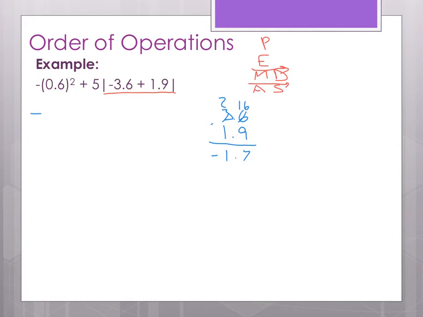So when I rewrite this, I get negative 0.6 squared plus 5 times the absolute value of the negative 1.7. I'm going to finish off that absolute value next. Remember, the absolute value is the distance this 1.7 is from 0. So that's going to be a positive 1.7. And that was times the 5. Remember, there's implied multiplication here. So that was times this 5, and I'm going to bring down everything I haven't used.